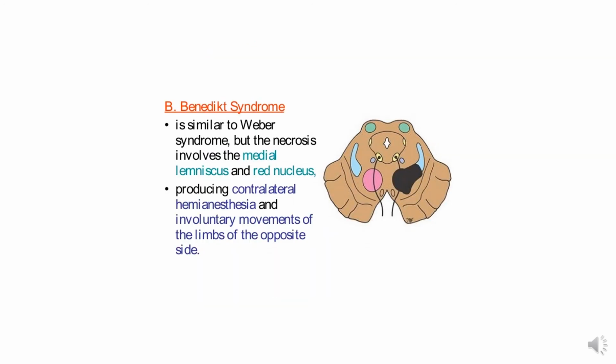So the second type of vascular lesion is the Benedict syndrome, which affects the midbrain. It is similar to Weber syndrome, but necrosis involves the medial lemniscus and the red nucleus. So producing contralateral hemianesthesia and involuntary movements of the limbs of the opposite side. Here also the branches of the posterior cerebral artery are affected.